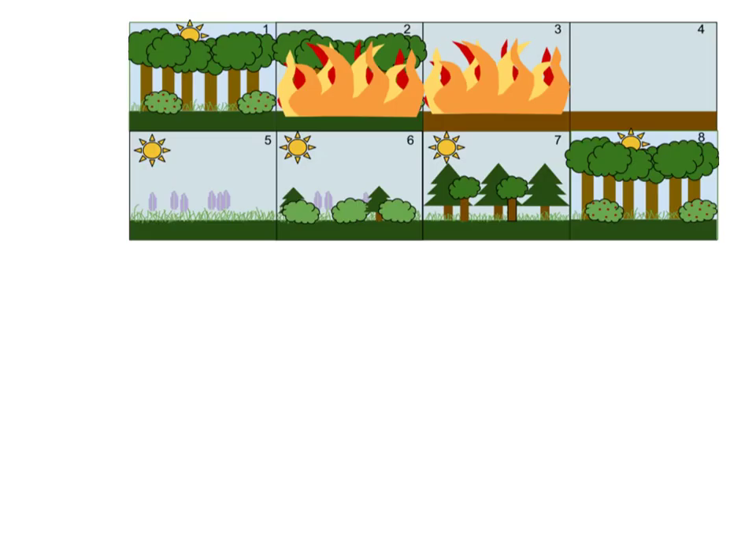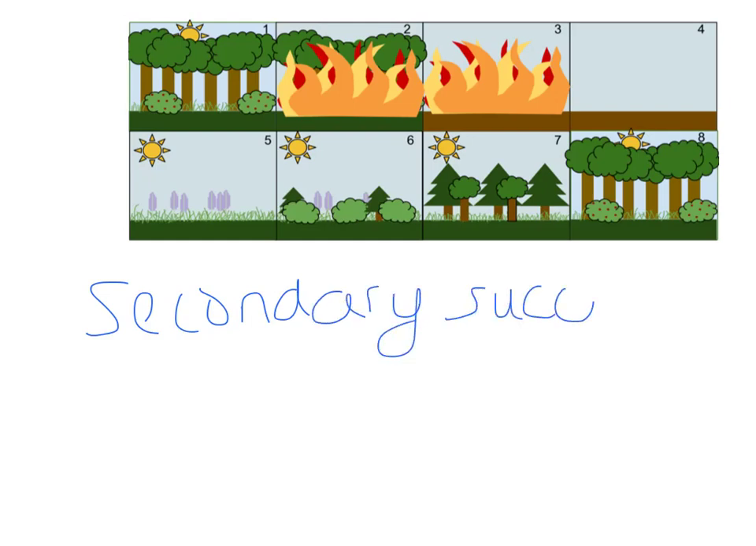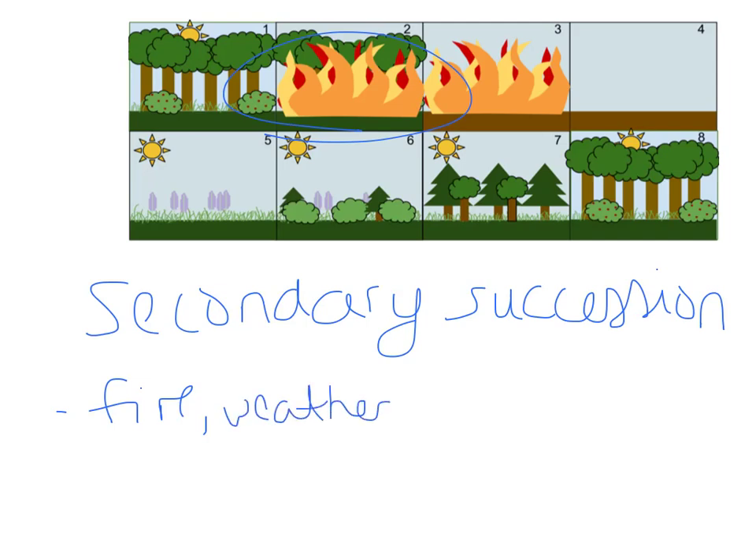So with secondary succession, there was things growing on that land. So it's not starting with barren rock. There was some kind of disaster. Like I said, it could be anything from fire, weather, human intervention like deforestation. So deforestation, any of these things could lead to the destruction of the original ecosystem.